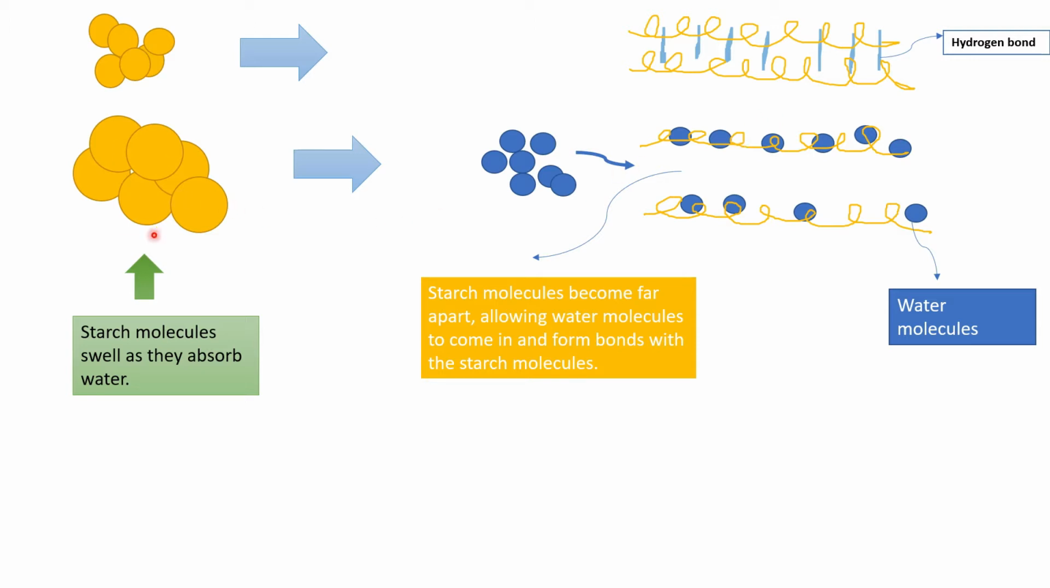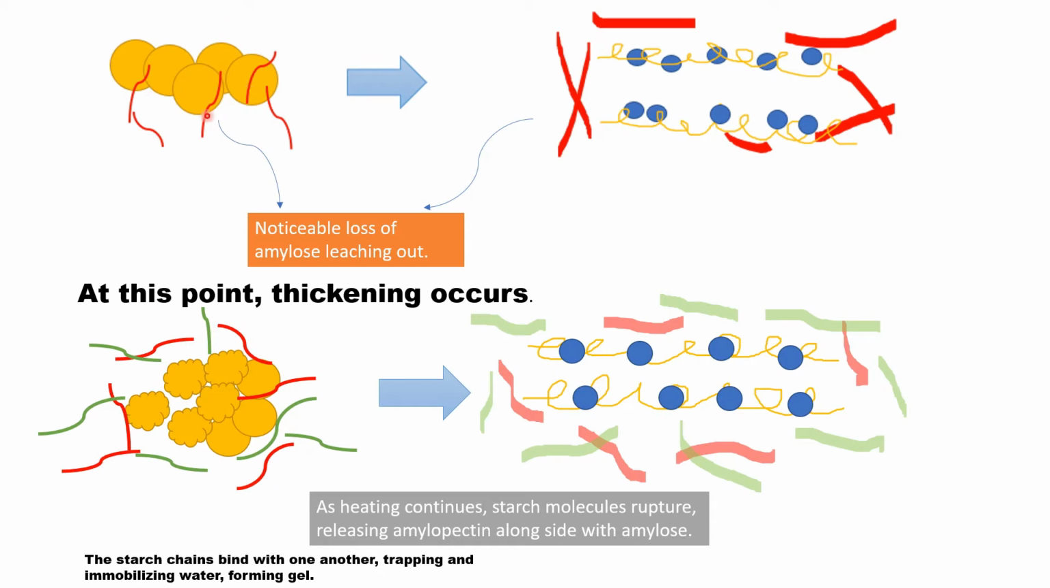When this happens, the starch molecules swirl as they absorb water. As starch molecules swirl, some of the amylose indicated by red leach out into the solution. When this happens, thickening occurs. As heating continues, some of the starch molecules will rupture, releasing the remaining amylose indicated by red and amylopectin indicated by green into the solution. Then, the starch chains bind with one another, trapping and immobilizing water, finally forming gel.